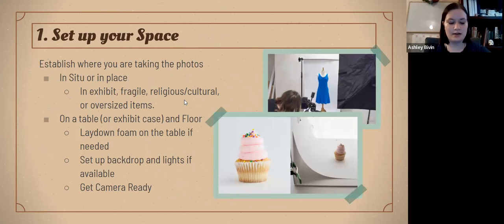So the first step here is to set up your space. Establish where you're taking photos first, and make sure you know a safe route to get the objects there. If you're doing something in situ, there might be a variety of reasons for this. If the object's on exhibit, it may be more ideal just to leave it there, depending on how complicated it would be to get it out of the exhibit. If it's fragile, or for religious and cultural reasons, maybe you're not the correct person to handle it. And so leaving it in place just to catch those quick condition details is fine.